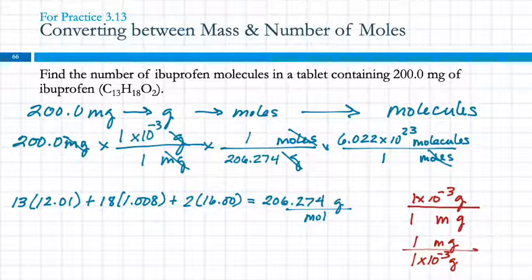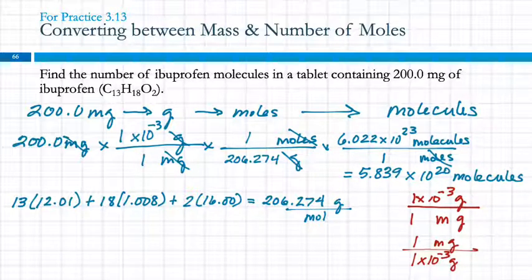Okay, so 200 times 1 EE negative 3 divided by 206.274 times 6.022 EE 23 equals. Remember, the EE button is short for times 10 to that. So this should have 4 sig figs, 5.8. I'm going to cheat and do my rounding right now. Times 10 to the 20th molecules. There's no abbreviation for molecules.